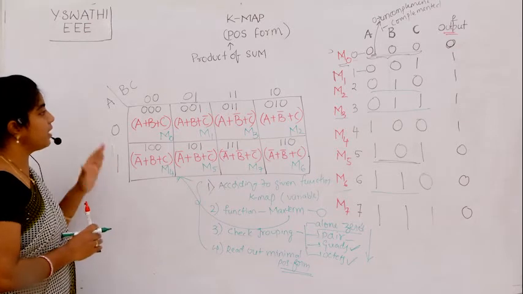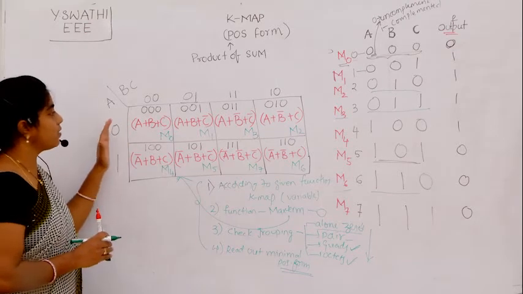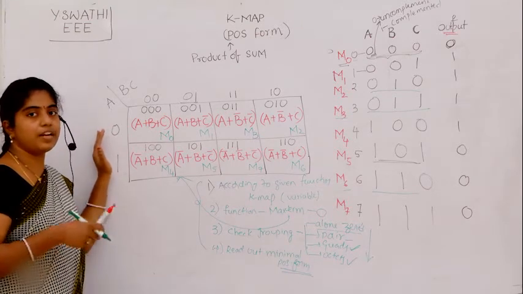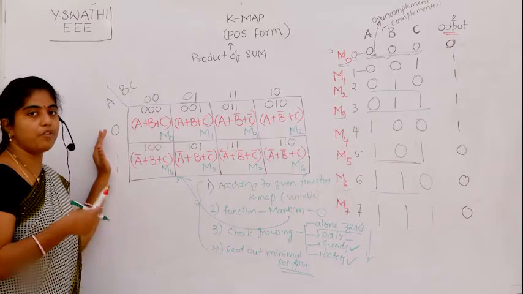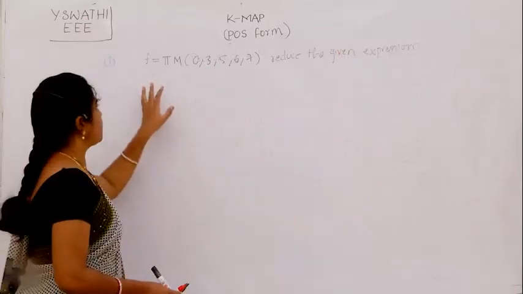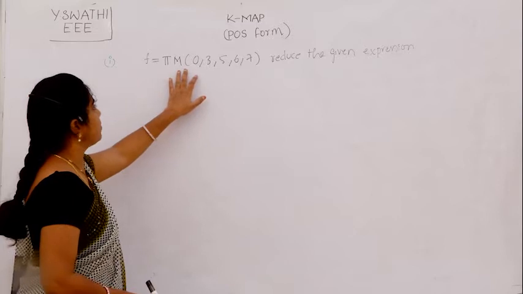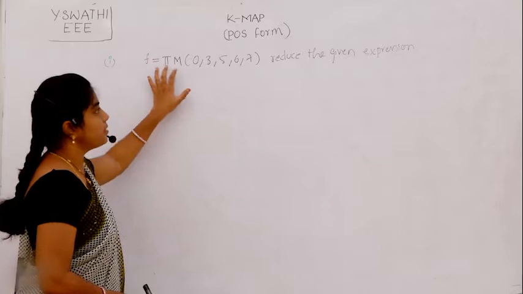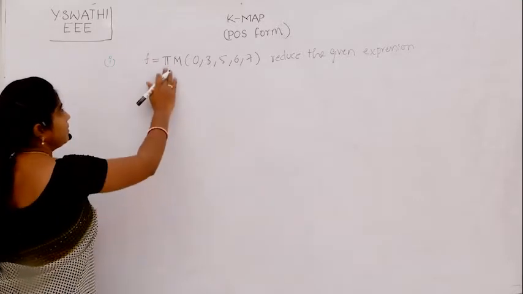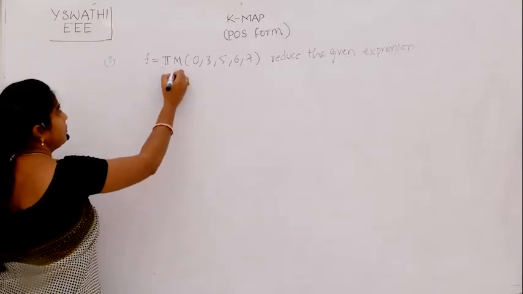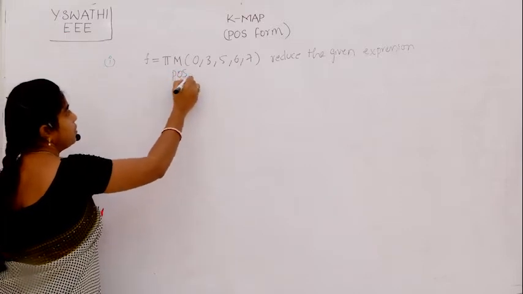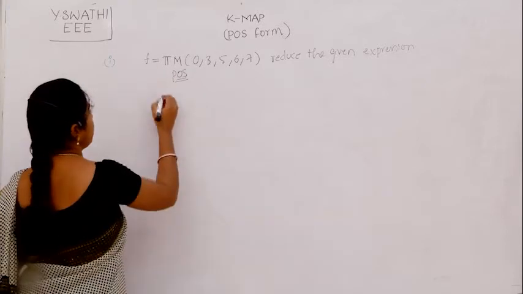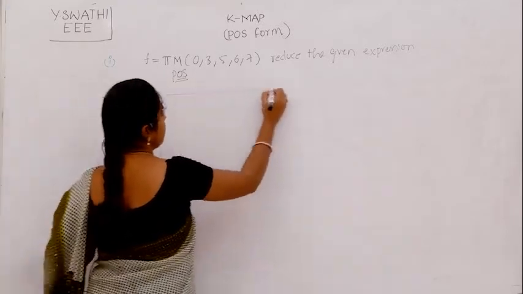Next we'll solve an example on this 3-variable K-map, and then we'll move on to the 4-variable K-map, and we'll reduce a given expression in 4-variable form also. The given expression is the product of max terms 0, 3, 5, 6, 7. So we should reduce this function to its minimal form. This is a product form, that is nothing but POS form. So we should reduce this by using a K-map, and it is a 3-variable K-map. We should take a 3-variable K-map.